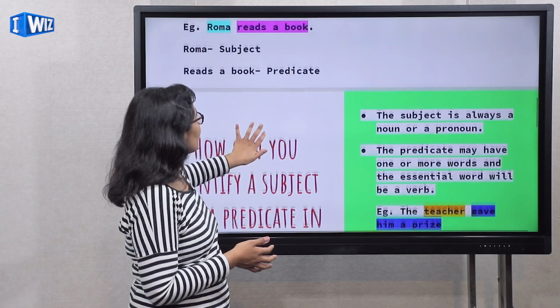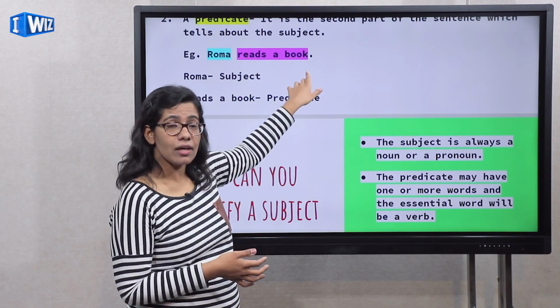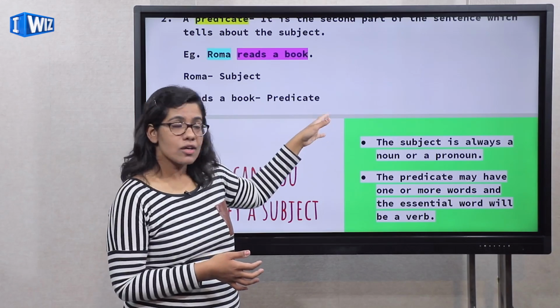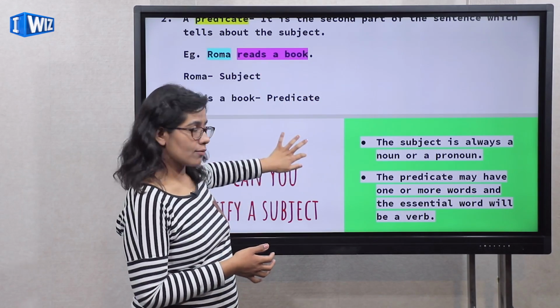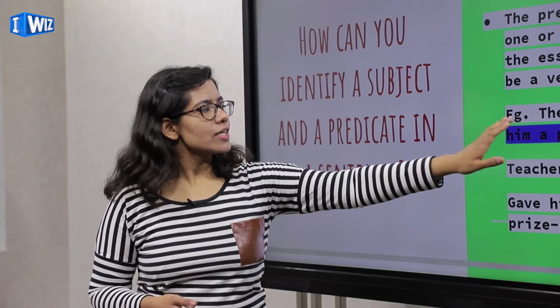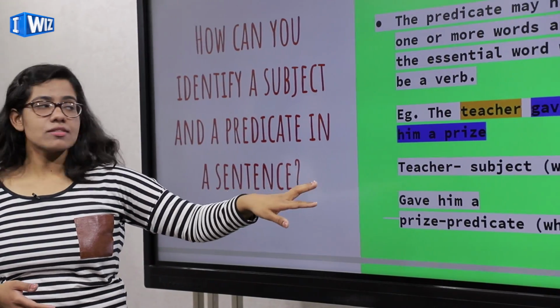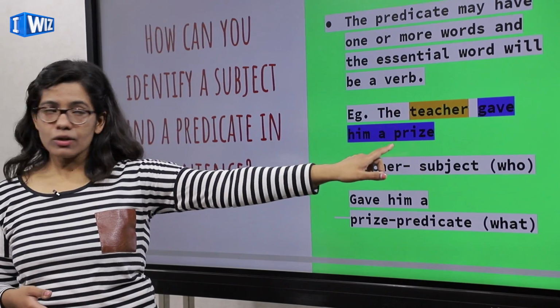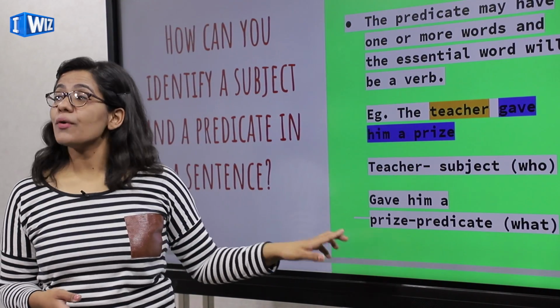In that example, we see Roma. What was she doing? She was reading a book. So that's your predicate because it's a verb, all right? Here we have a few examples. The teacher gave him a prize. In this case, teacher is your noun, and gave him a prize is your predicate.